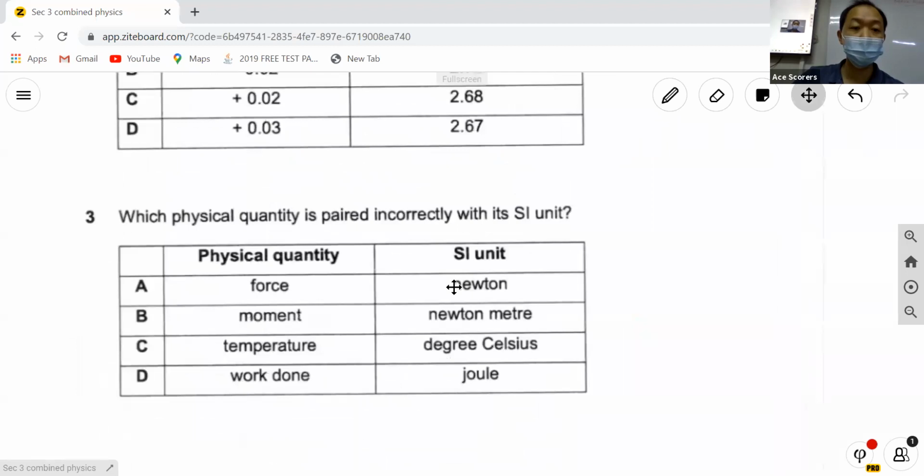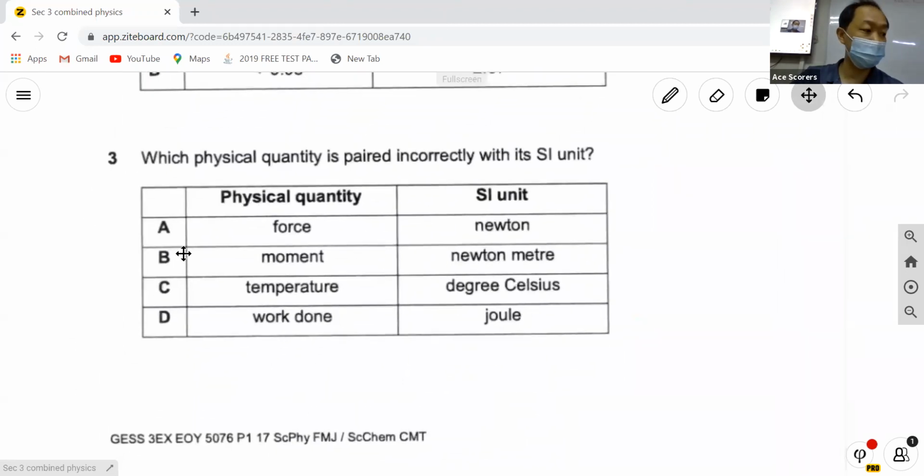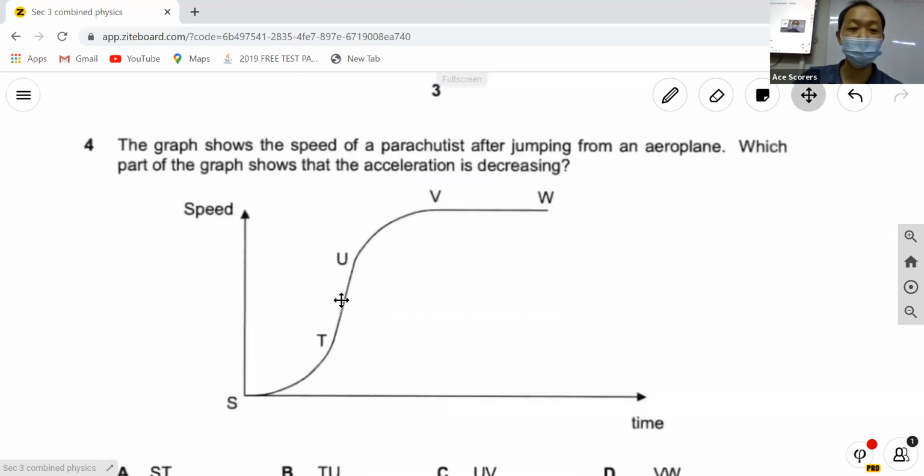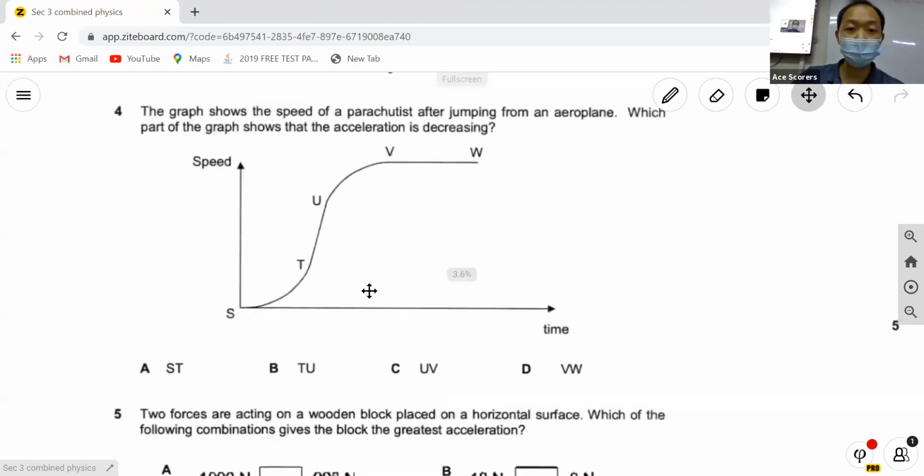Okay, next. Okay, this one should be easy. Elijah, do you get 3? Yeah, that's right. Temperature, this is wrong. Right, it should be Kelvin. Next. This type is like mercy marks. You know what's mercy marks? They give for free. Alright, so you must know. Okay, next. Jovan? C.